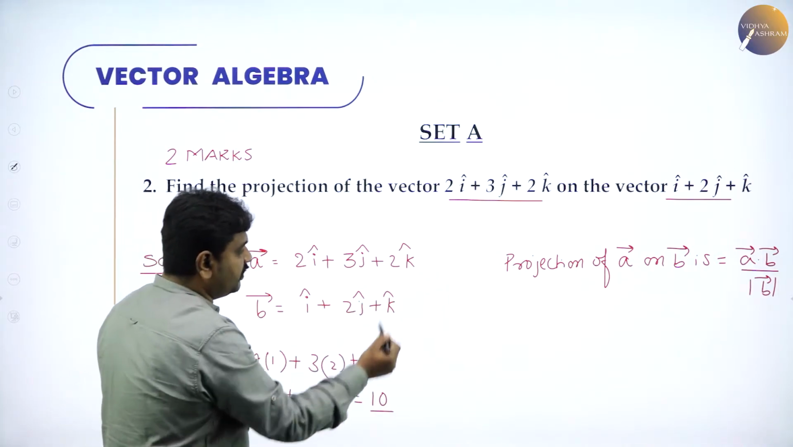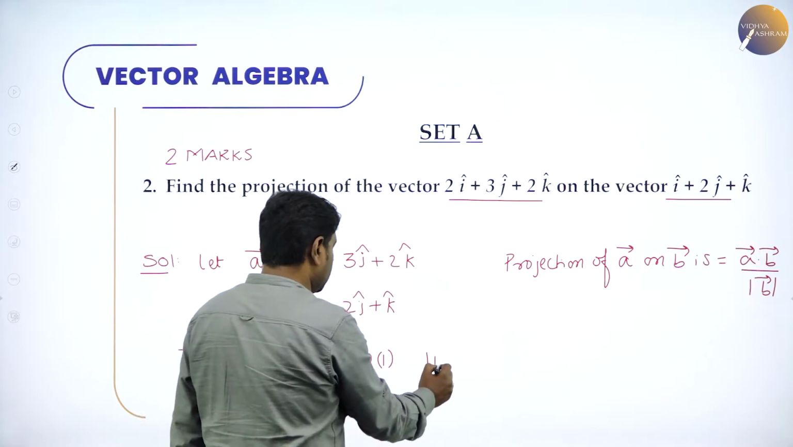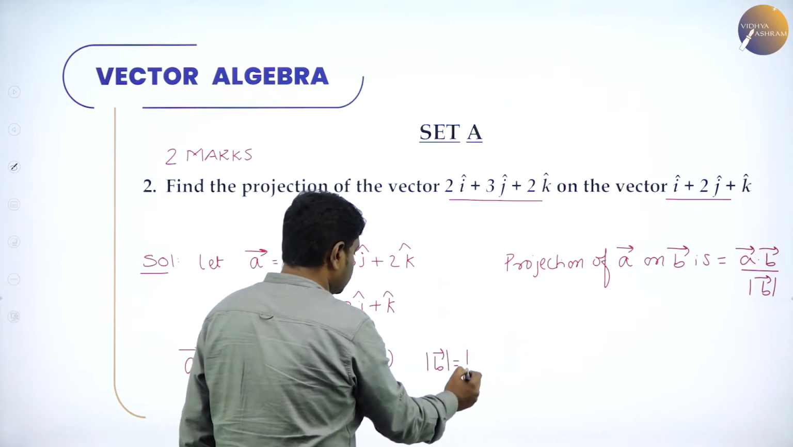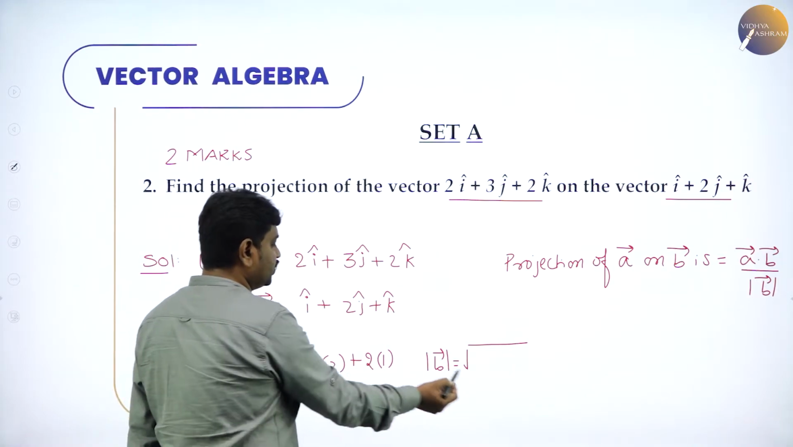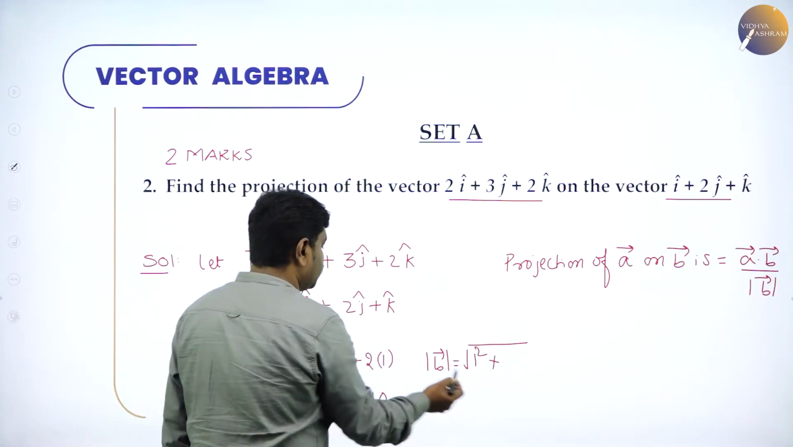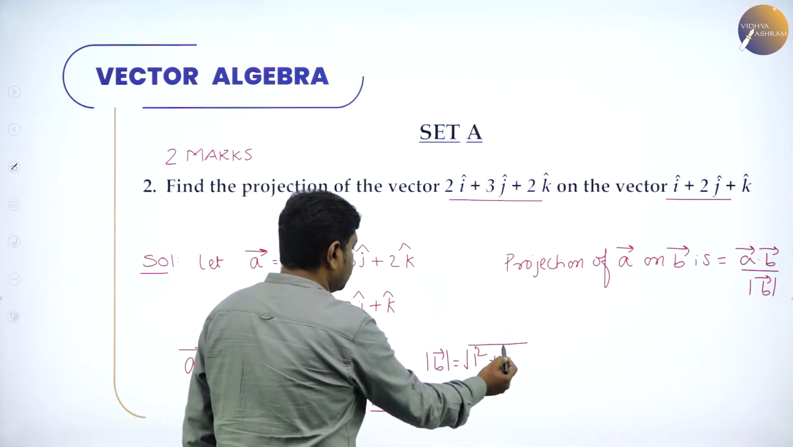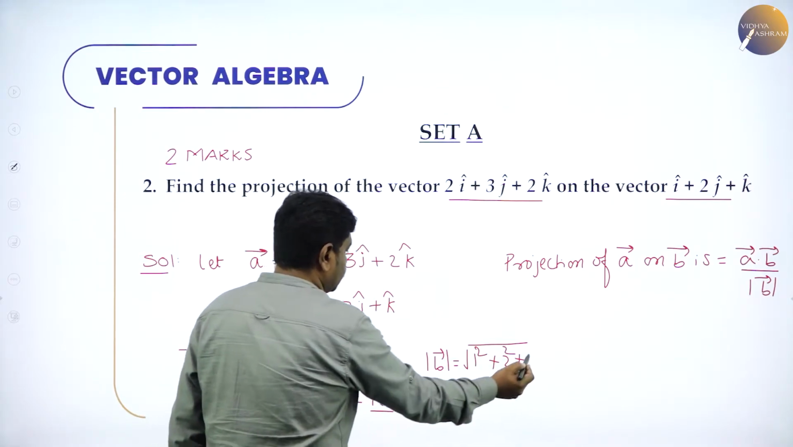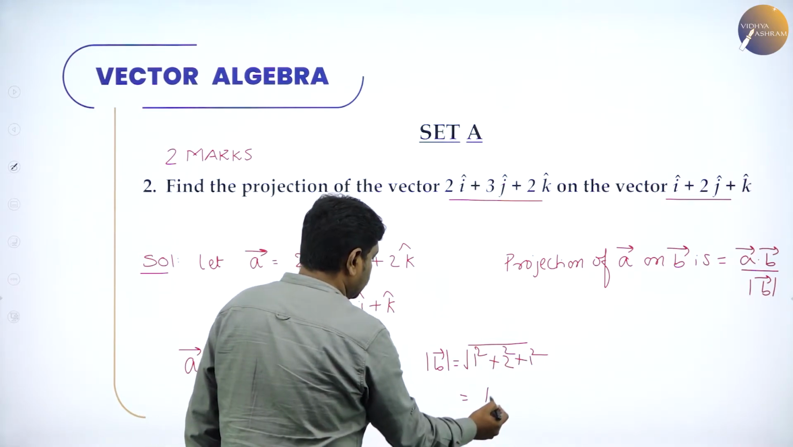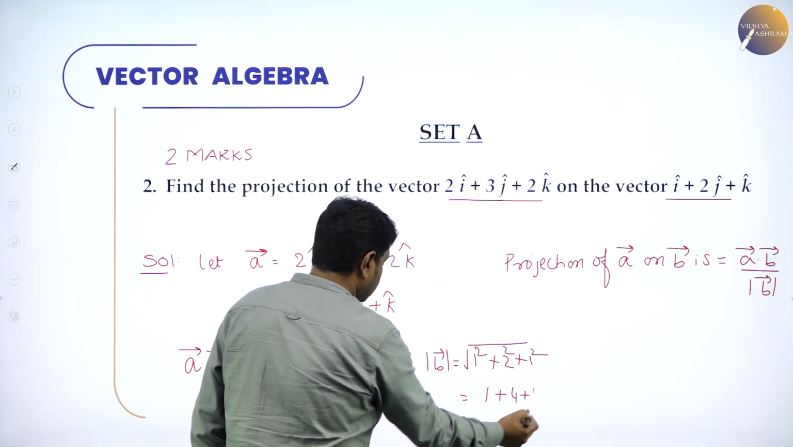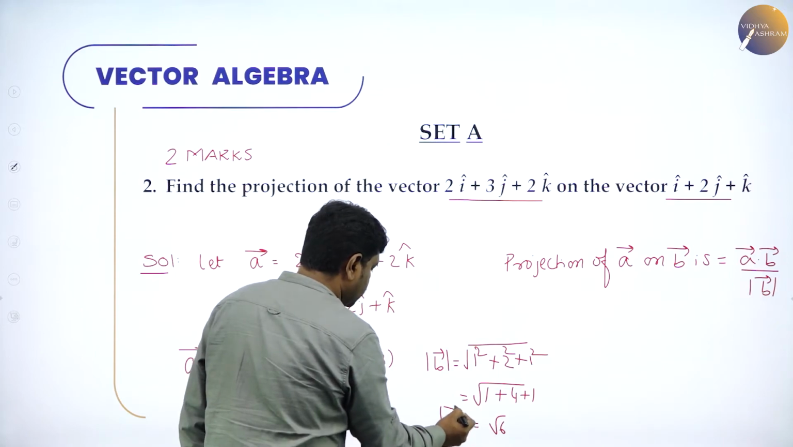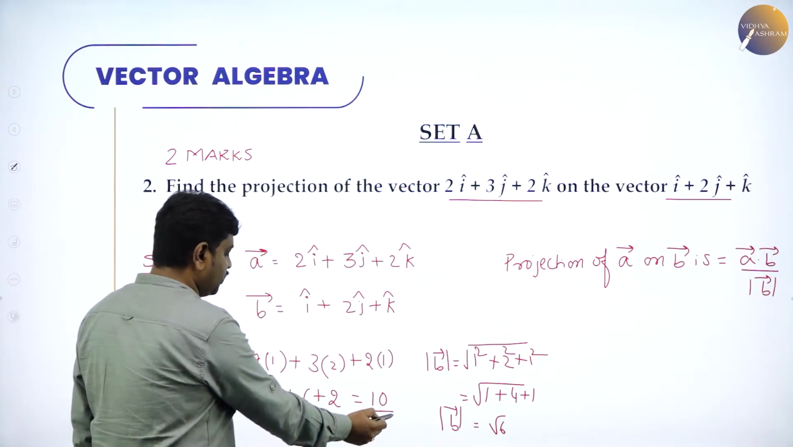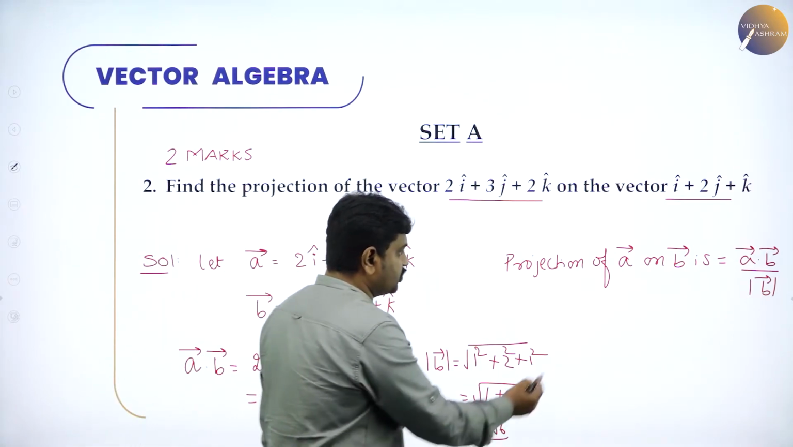Then magnitude B we need. So magnitude B, all of you know how to find magnitude of a vector. Square root of squares of the coefficients of i, j, k in vector B. In vector B, what is coefficient of i? 1, 1 square plus coefficient of j 2, 2 square plus coefficient of k 1, 1 square. That is 1 plus 4 plus 1, root 6. This is magnitude B. So now we have A dot B is 10 and magnitude root 6, substitute.